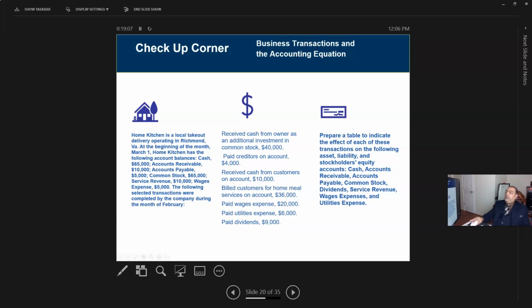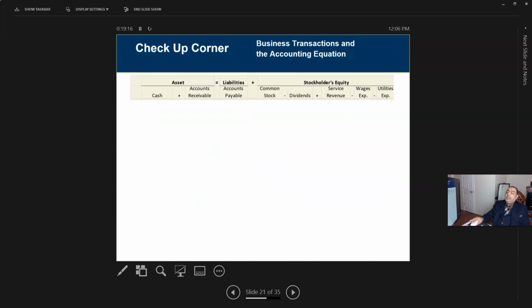Now you prepare a table to indicate the effect of these transactions. So I've shown the effect of the transactions. Now as you can see, looking at all the accounts that are given to you, I've fit them in a table with two assets, one liability, and several items of stockholders' equity.